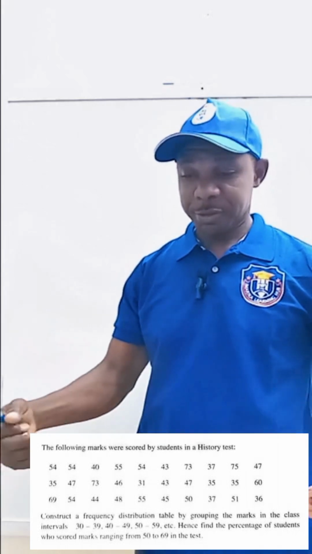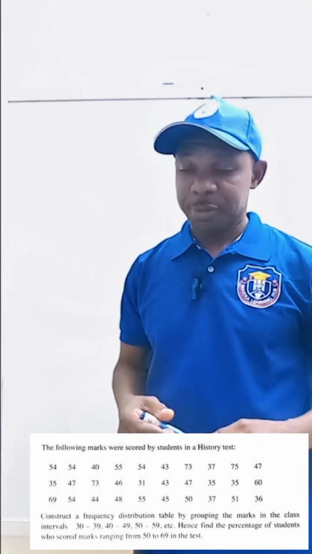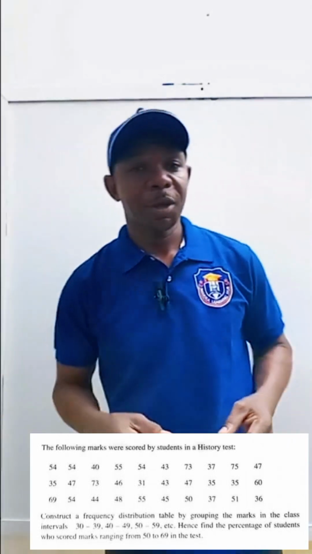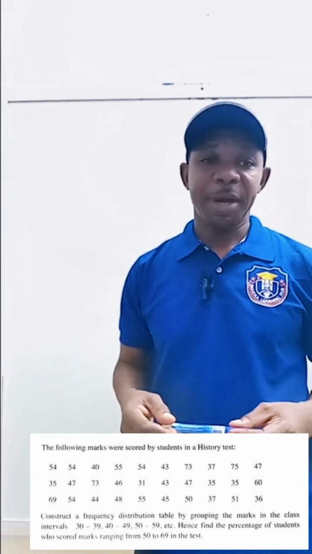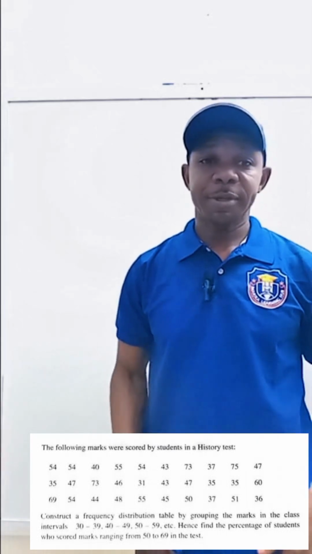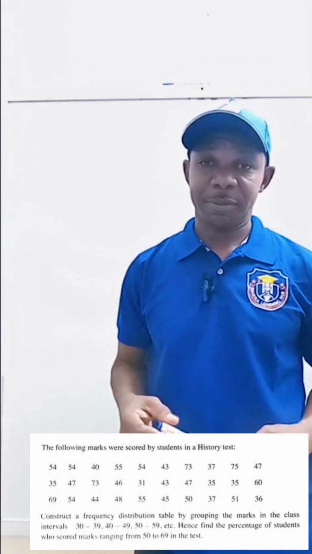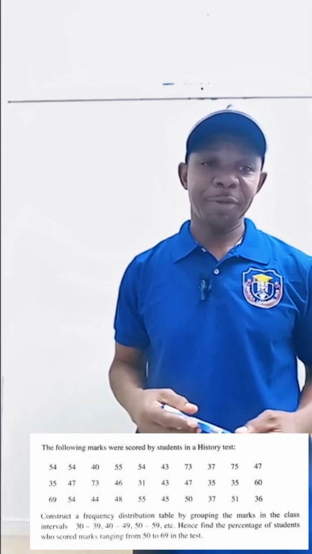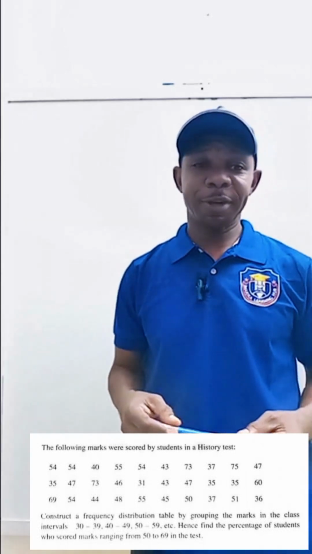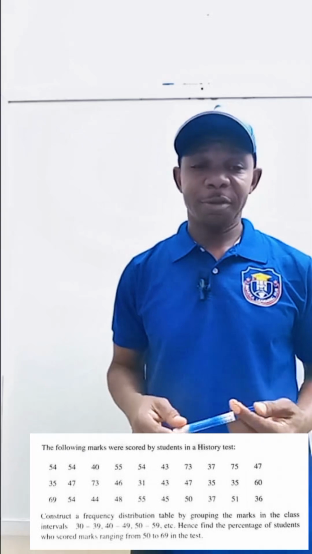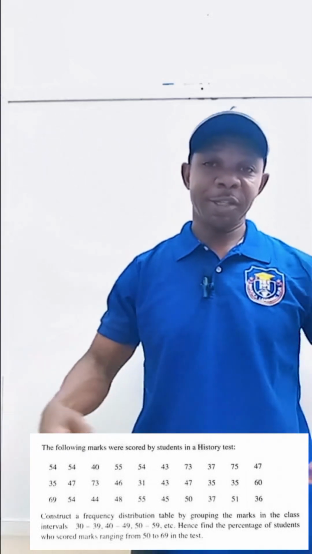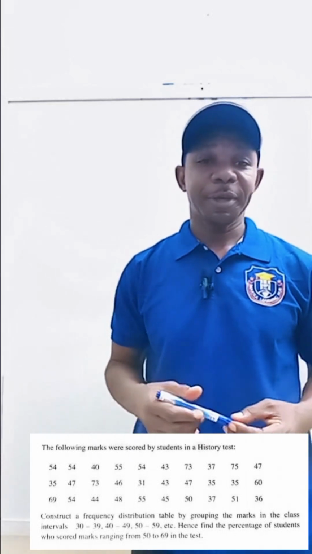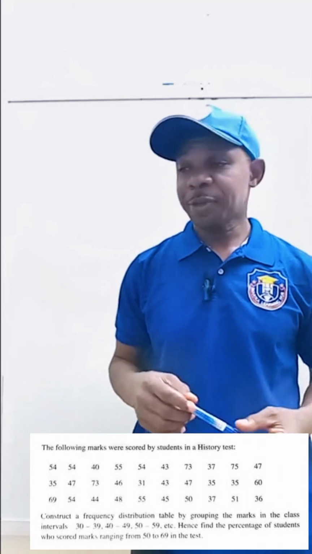Okay, read the question. If I may read for you, the question goes like this: the following were marks scored by students in a history test. The marks read 54, 54, 40, 55, 54, 43, 73, 37, 75. Read all the marks down here, up to 36, the last one is 36.